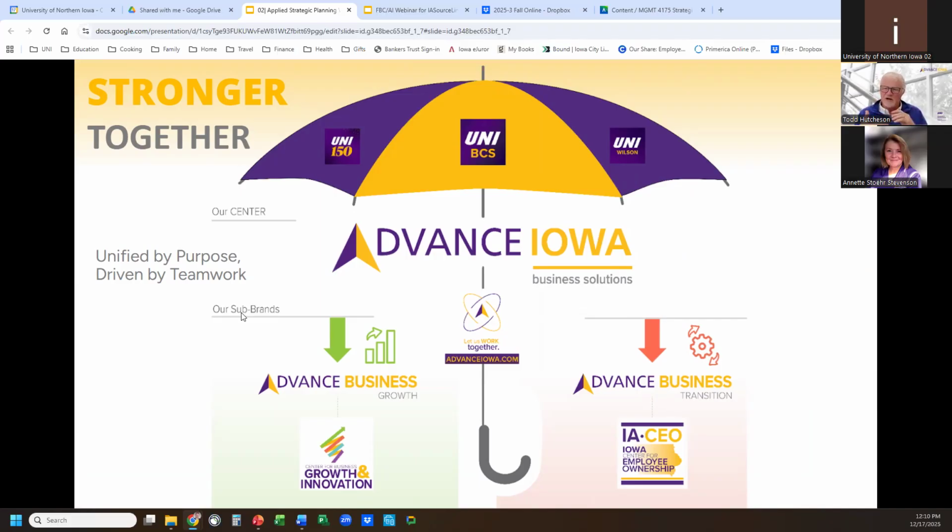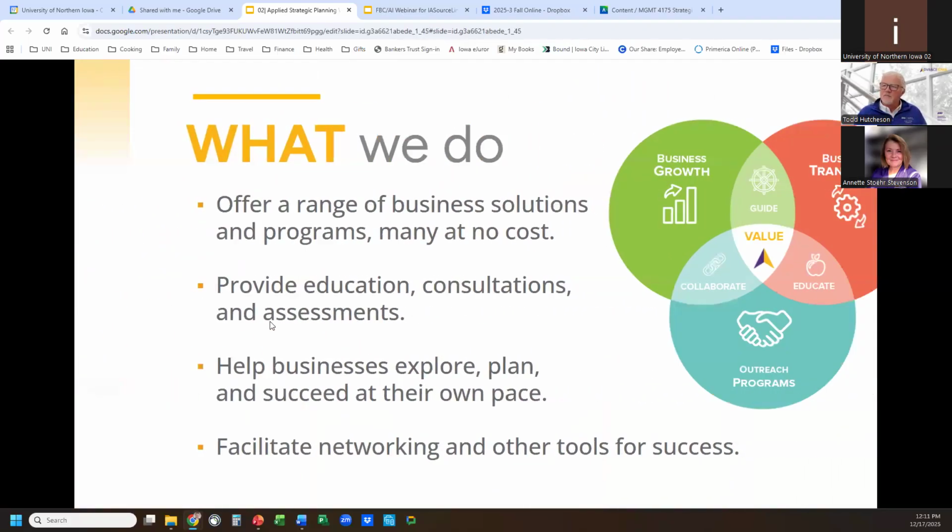We go by a couple of different names. Advance Iowa is our official organizational name, but we use the Center for Business Growth and Innovation name when we go outside the state of Iowa. We also, in our business transition, have the Iowa Center for Employee Ownership. We're one of the 29 state centers in the United States. So we have a couple of different names you might hear, but we all fall under that umbrella of Advance Iowa.